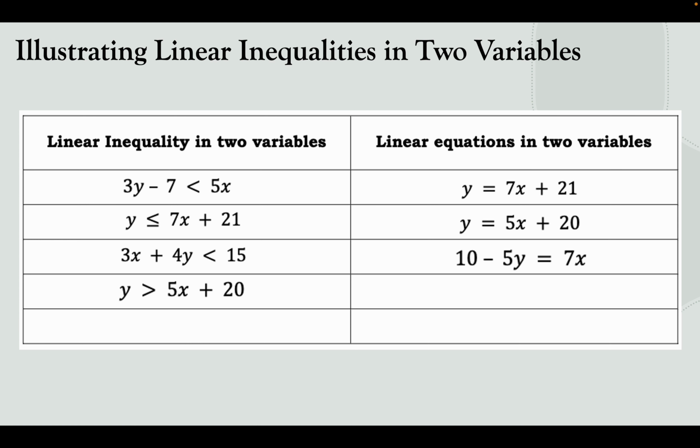Next, we have 3y minus 7 equals 5x: linear equation in two variables. Next, we have 10 minus 5y greater than or equal to 7x, so it falls into linear inequality in two variables. Next, we have 3x plus 4y equals 15, under linear equation in two variables.